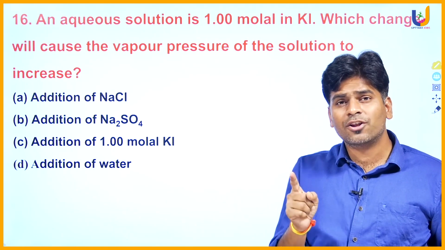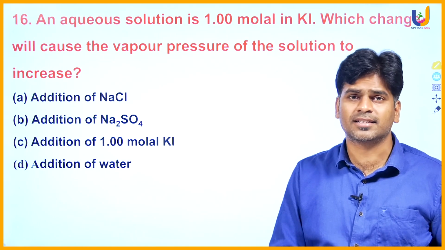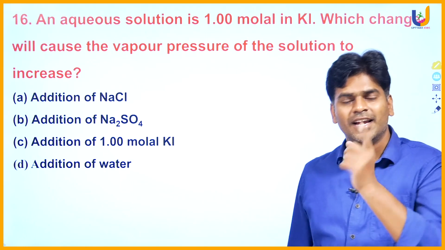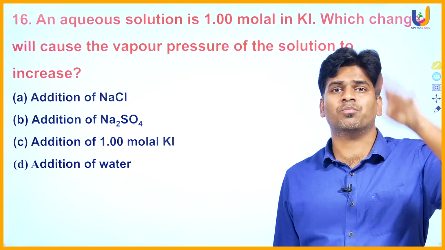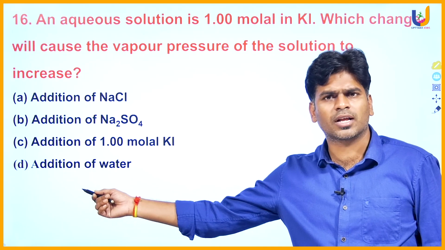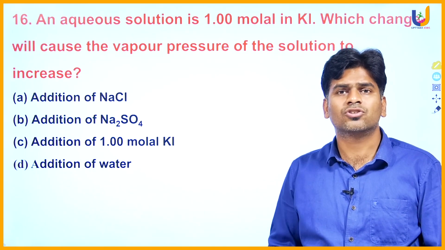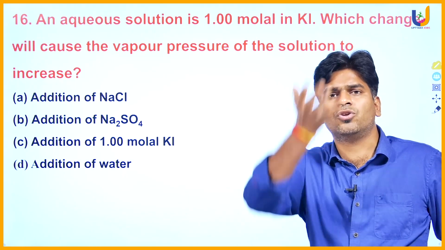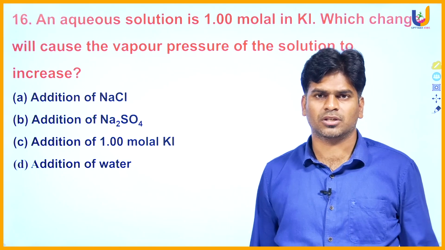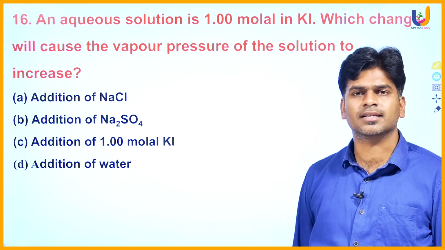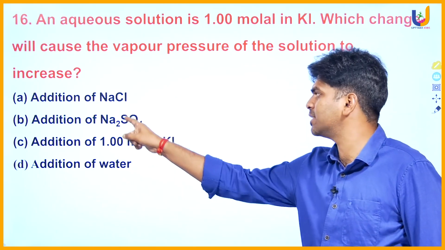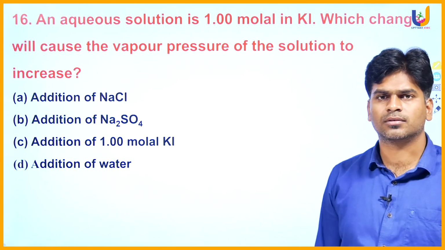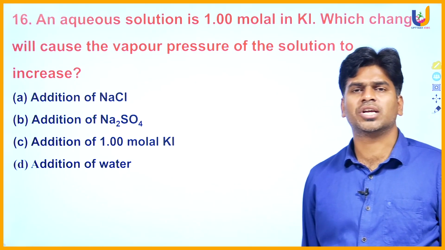If you add any non-volatile solute, then definitely it decreases the vapor pressure. But here the only solvent we have is the addition of water. If you add it, the vapor pressure will be more, because it is not a non-volatile solute. It increases the quantity of the pure solvent, which helps increase the vapor pressure, and the surface area also increases. So option D is correct. The remaining, NaCl, sodium sulfate and potassium iodide, are all non-volatile solutes. So this is the only one, the solvent, which increases the vapor pressure.